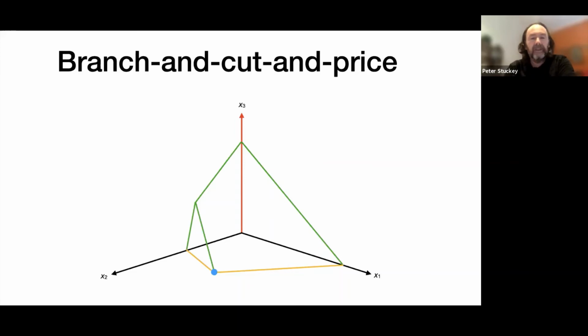Of course, this is a tiny problem that I can show you on the screen, but we're going to talk about a linear programming model with an exponential number of variables. And it's going to be very key that we don't have to introduce them all in order to know that we've got the optimal solution.